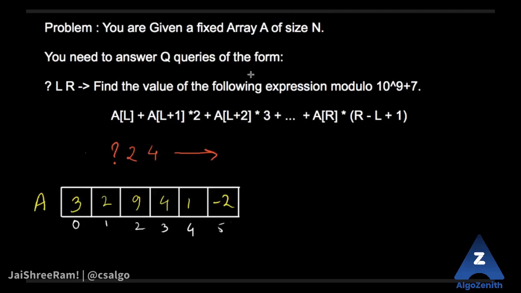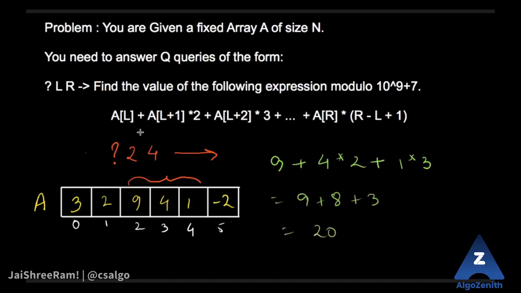Let's have a look at an example of a query. You are given this array and you need to find the value for 2 to 4. So 2 to 4 would be this range. We are assuming that the queries are coming in 0 indexed. If we calculate the value for this range, it would be A of L, that is 9, plus 4 times 2 plus 1 times 3. So that is 9 plus 8 plus 3. That comes out to be 9 plus 3 is 12, plus 8 is 20. So you have 20 as the answer for this query.